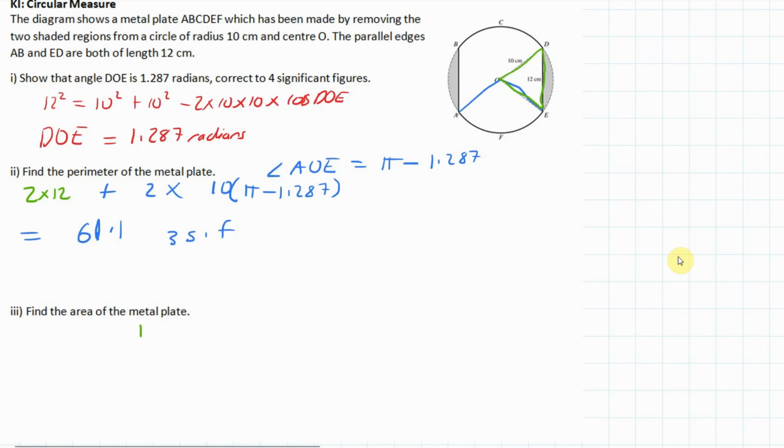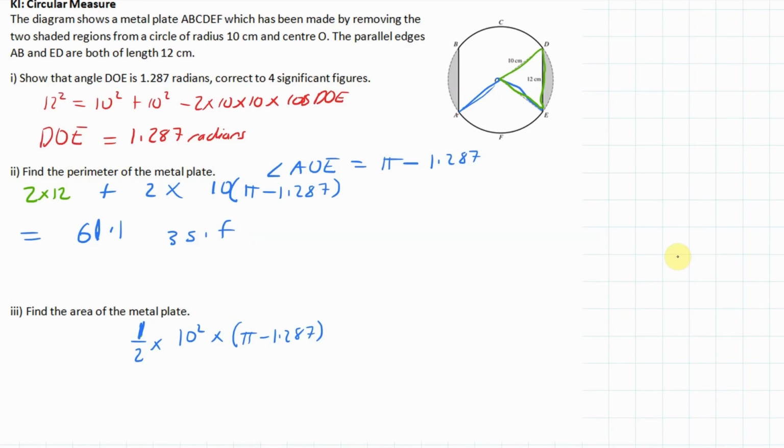Oh no, I can write in blue. Okay, so the area of that sector is half times r squared. Now, r from O to A is 10. Half times 10 squared, and we know that angle AOE, which we found in the previous question, is pi subtract 1.287. So that's the blue bit.